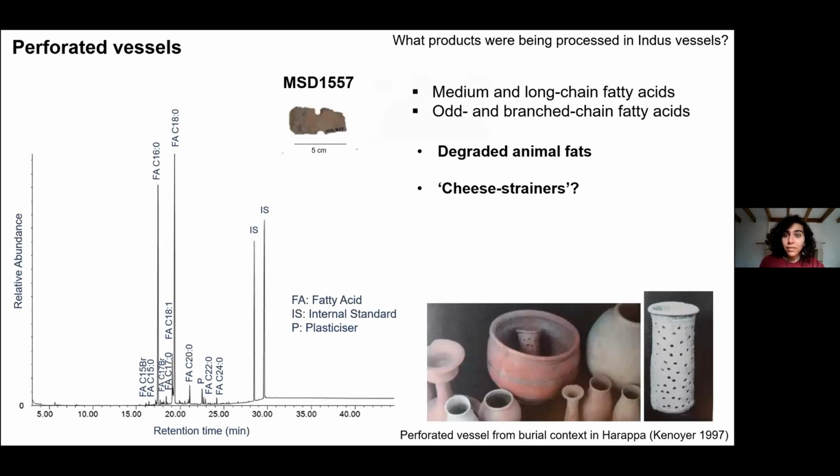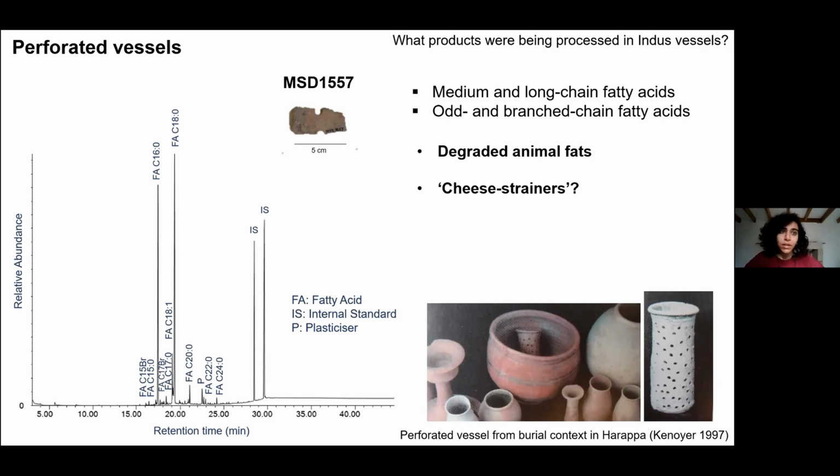Perforated vessels as well. So these are very interesting vessels, as we all know, and people have been thinking about what they were used for several years now. And these profiles were also very indicative of animal fats. And so I was hypothesizing that perhaps these were used for dairy production as cheese strainers, which previous studies have indicated. And other studies from Europe have also suggested that perforated vessels were used for dairy production or cheese production.